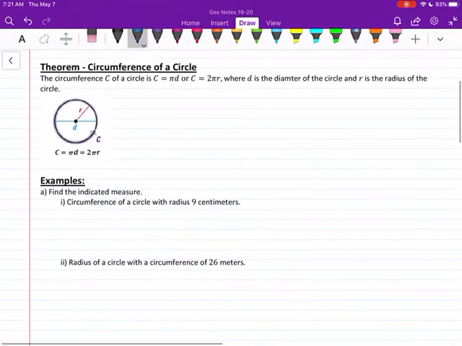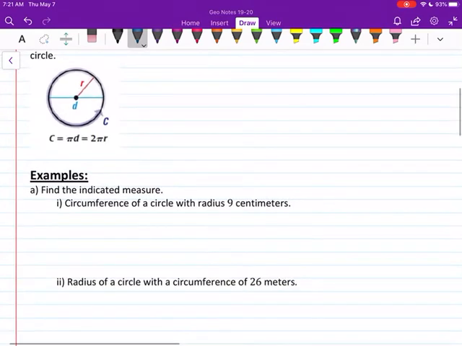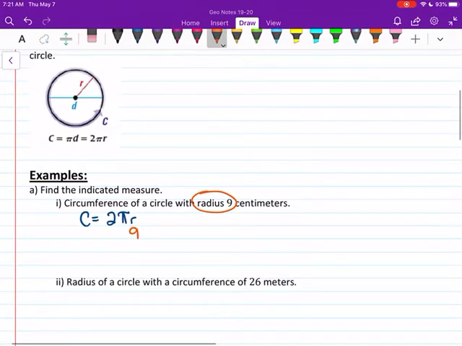So our first example is to find the circumference of a circle with a radius of 9. Because we're talking about radius, I'm going to use the version of the formula with radius. So I'm going to write down circumference equals 2 pi r. And my radius is 9, so I'm going to plug in 9 for my radius. And I'm just going to multiply 2 times pi times 9.